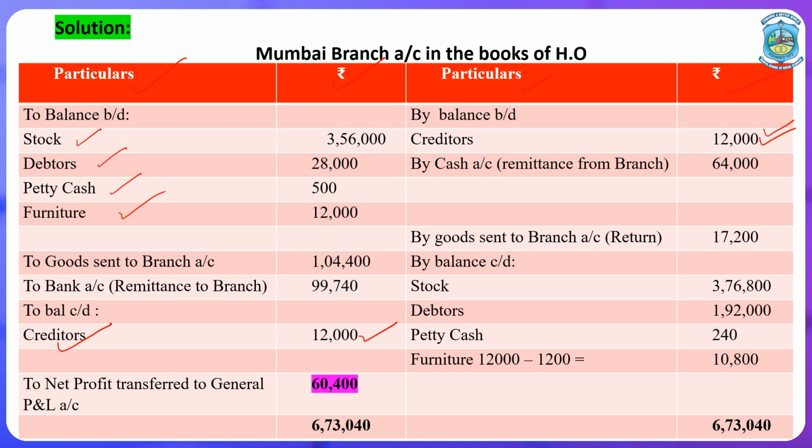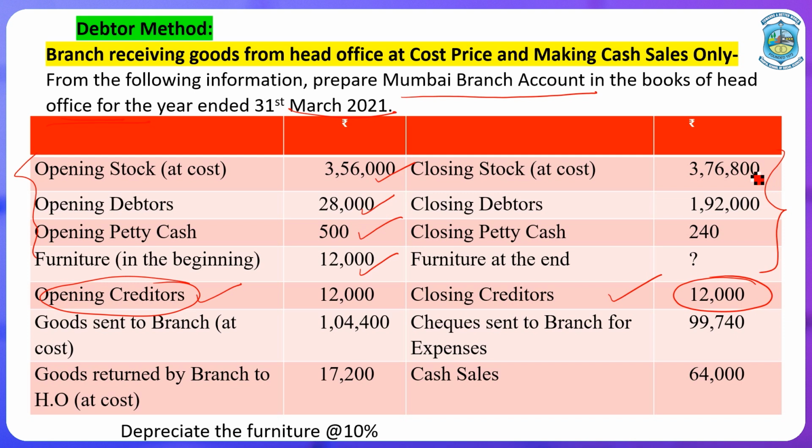Now since we have recorded the opening balances of all the assets at the debit side, the closing balances of the assets will come at the credit side. So what assets do we have? First of all, we have stock. The stock's closing balance is given as 3,76,800. Then the closing balance of debtors is given as 1,92,000. Then the closing balance of petty cash is given, that is 240 rupees. And here you will find that the closing balance of furniture is not given, which we are supposed to calculate.